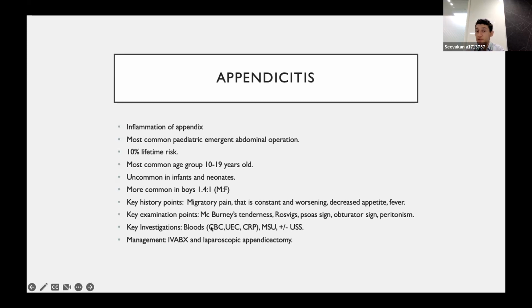We said the key investigations, which are bloods, urine, and ultrasound. And then the management, which you guys don't really need to know about, but is putting them on antibiotics. Here we use Tazocin, IV, and taking the appendix out. Any questions about appendicitis before we move on?